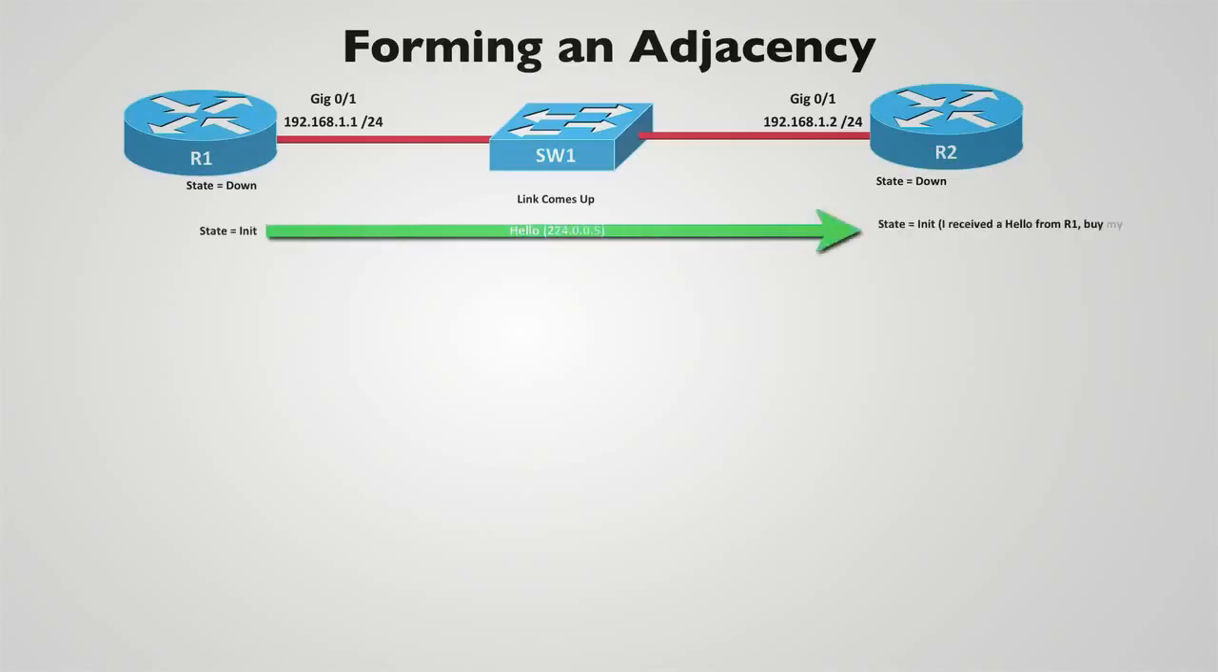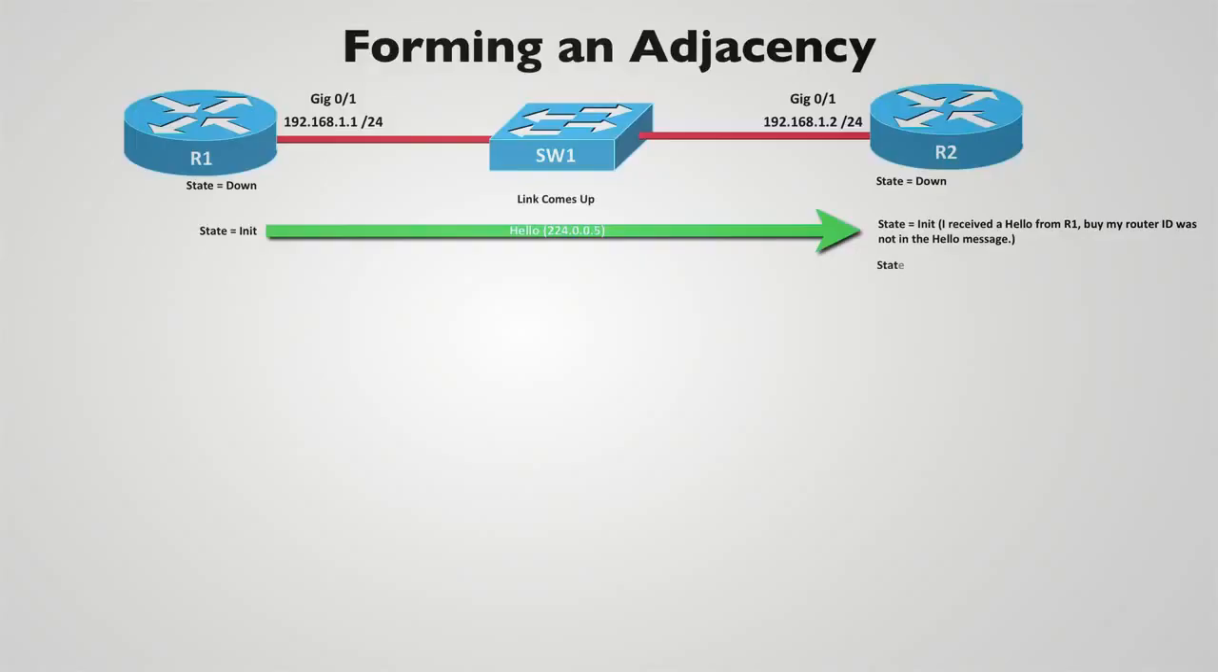We're going to go into the init state, let's say on R1, and we're going to send a hello message. We're using the hello protocol, sending a multicast out to 224.0.0.5, the all OSPF routers multicast address. We send this hello message over to R2. And R2, it's now also in the init state, and it says, I received this hello message from R1. But as we look at the contents of this hello message, R2 notices that I'm not listed. R1 does not know that I'm its neighbor. My router ID is not in that hello message.